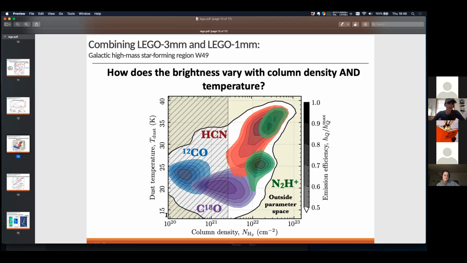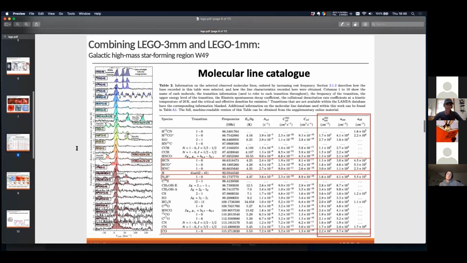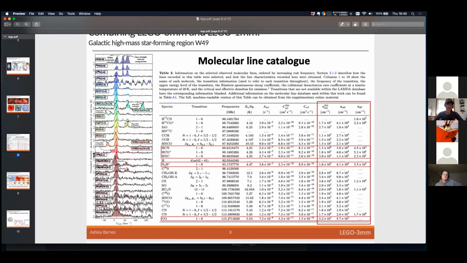Ash, I had a question on the isotopologs. I saw in your survey that you had several isotopologs of HCN, HCO+. Have you done any analysis to see how those vary in your plots that you showed on slides 10 or 11, how you showed their peak versus the column density?